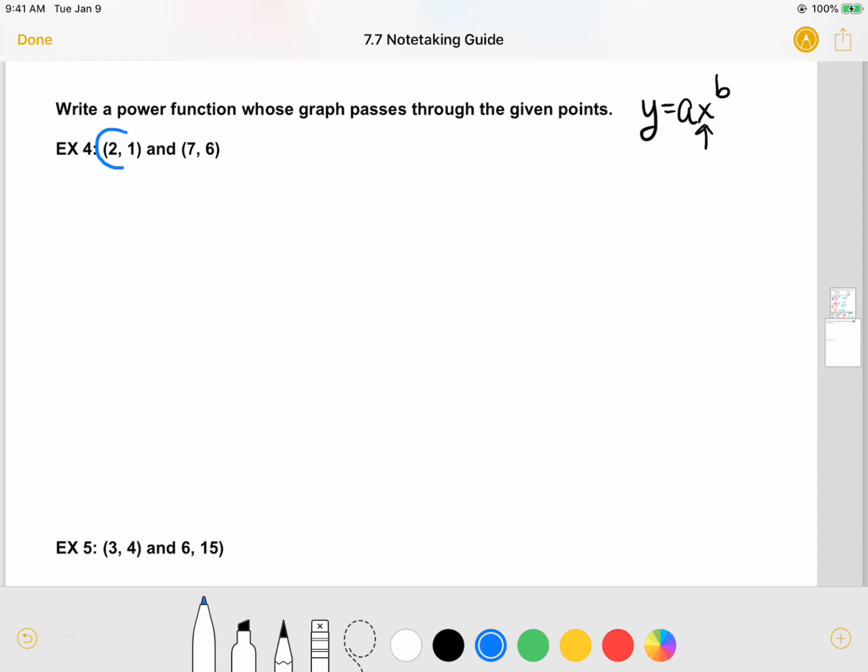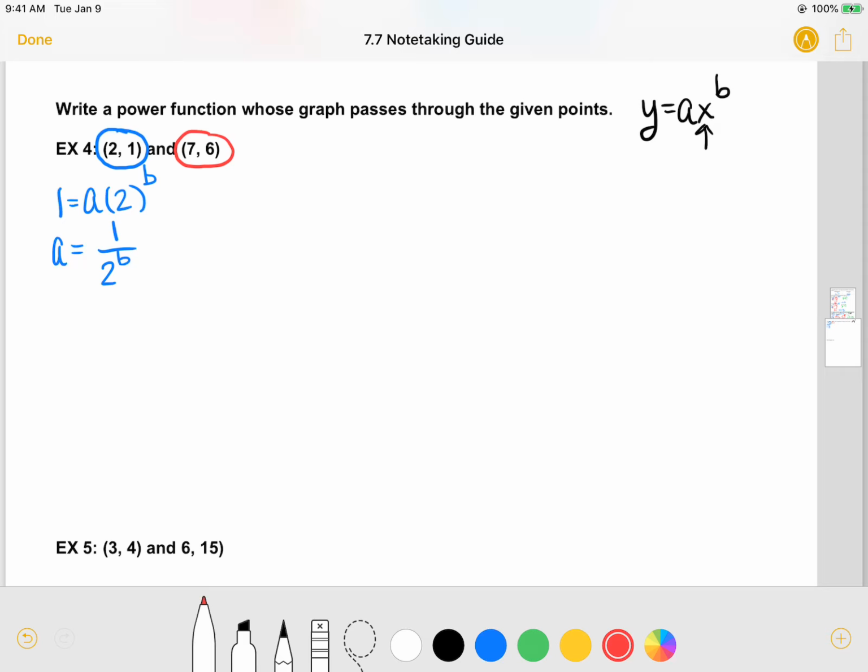We're going to do it very similar to the last couple examples. We're going to take the point (2, 1), and substitute it in for x and y. So what we have here is 1 is equal to a times 2 to the b power. Now we want to solve for a. So I want to divide both sides by 2 raised to the b power. So a is equal to 1 over 2 to the b power. Now we grab our second point, (7, 6), and we do the same thing.